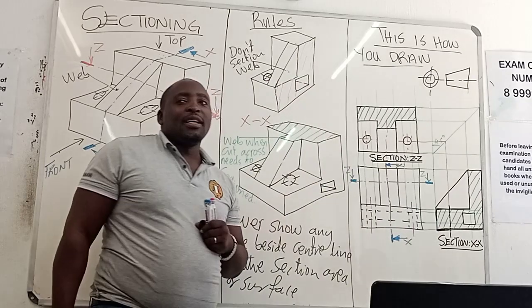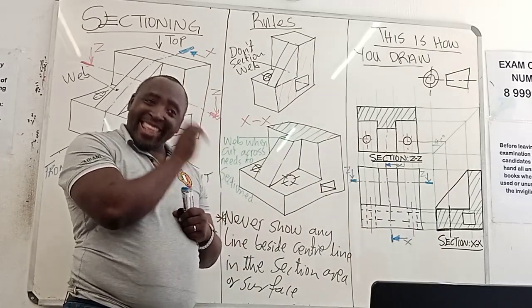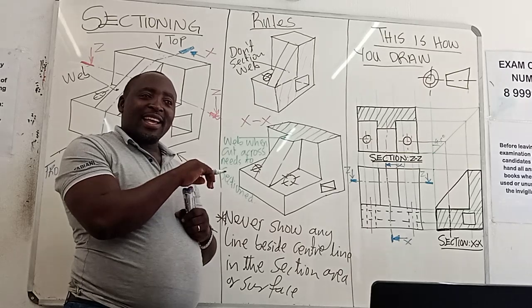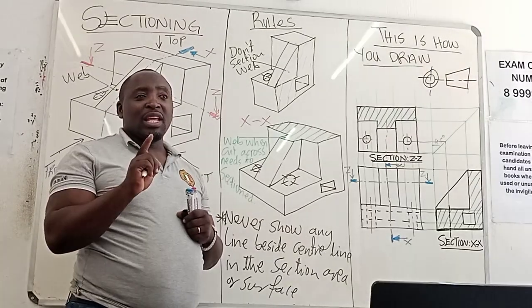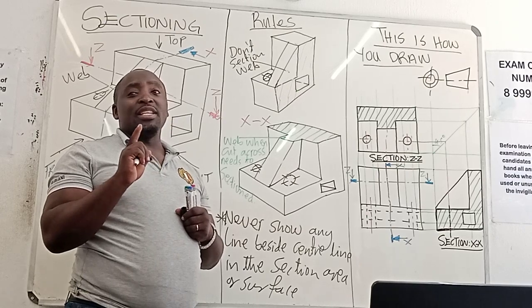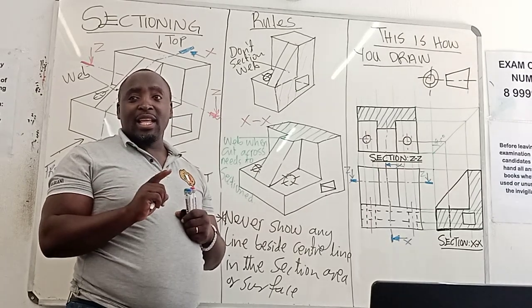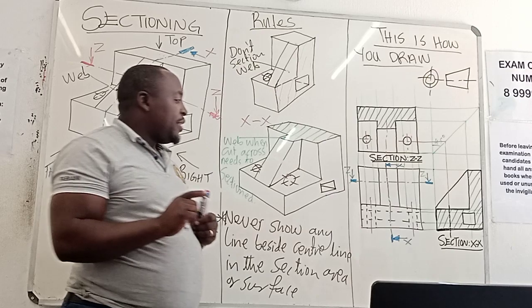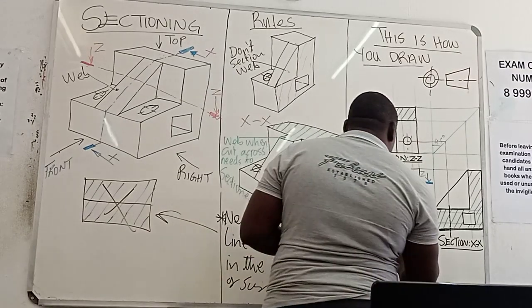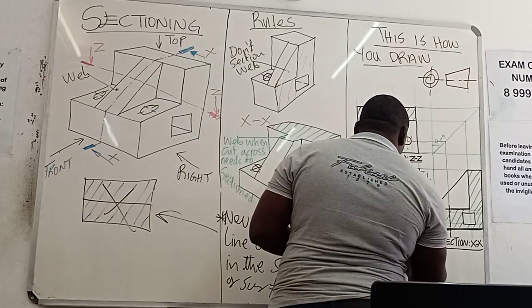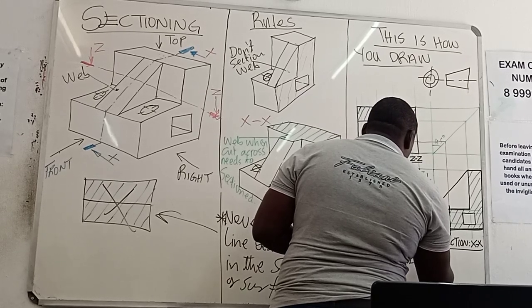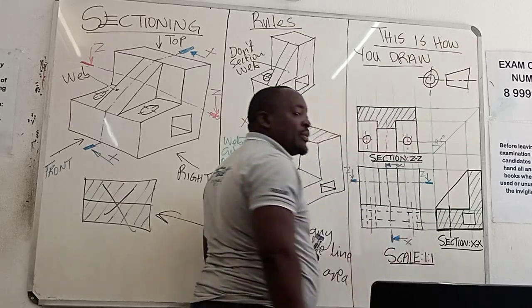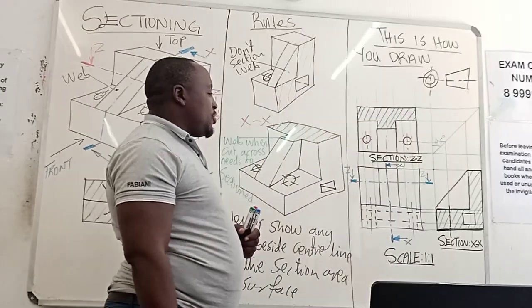Like that. If you do your work like that, you'll be good. But if you start ignoring the rules, it means you are leading yourself into disaster. Okay? Then after that, you say what? Scale. 1:1, based on the scale they give you. Underline it.